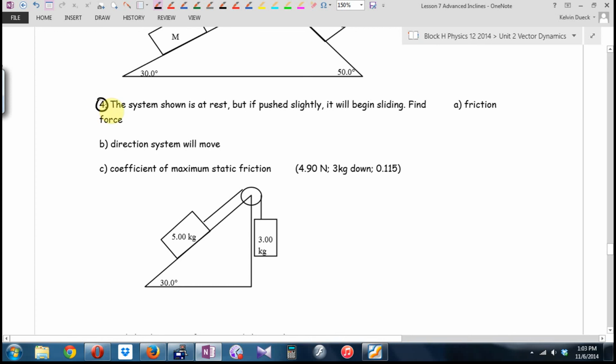4 is good. I would underline at rest. The reason I added, but if pushed slightly, it will begin sliding, what I'm telling you is it's almost ready to move because I'm asking you to find the coefficient of friction. We found the coefficient of friction last day, but I said it was the minimum coefficient of friction. Here, because it's exactly ready to move, the coefficient of friction that you find will be the maximum coefficient of friction. Can't be any bigger because it wouldn't be ready to move then.